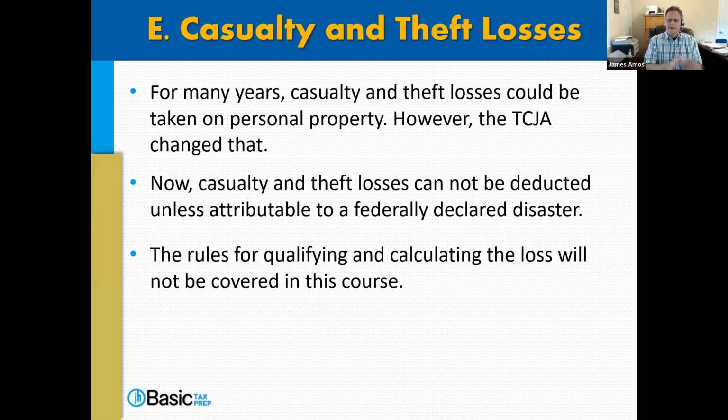I just don't think you're going to get questioned on this, except maybe to be tested on a federally declared disaster area. If you do, and if they go into any more detail, just remember there's a $500 deductible off of your loss before you get to take anything. Okay, that's all we're going to get into on this.